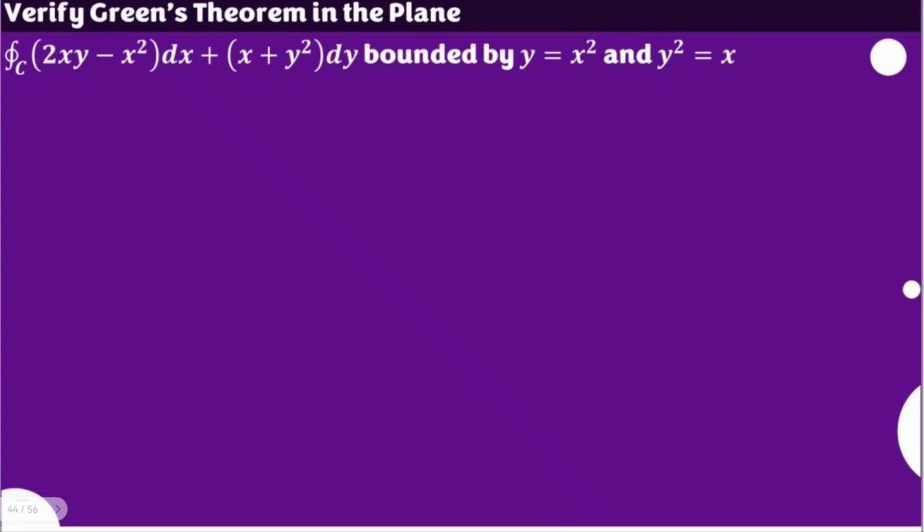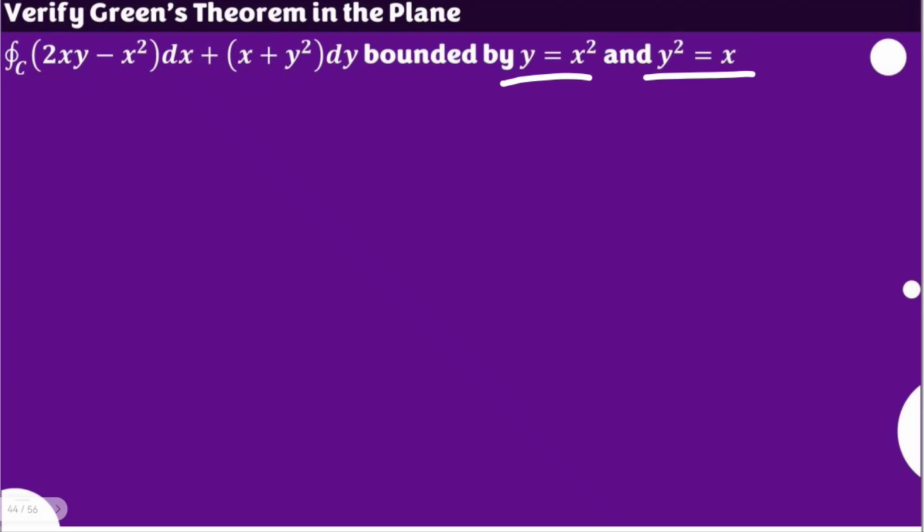Unlike the previous two examples where the values for your x and y are very clear, this time we are not given those yet, but we are given that this integral for our contour or smooth path C is bounded by y is equal to x squared and y squared is equal to x.